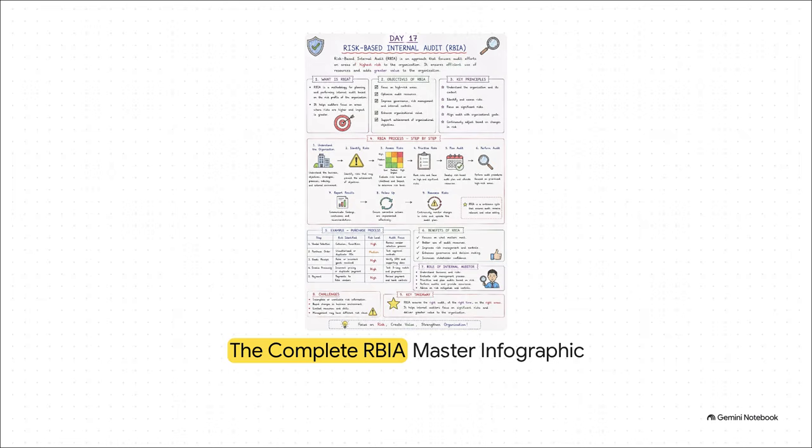Okay, looking at the master infographic here, the core philosophy is actually really simple. Listen to this. Risk-based internal audit is an approach that focuses audit efforts on areas of highest risk to the organization. It ensures efficient use of resources and adds greater value to the organization. This is literally our North Star. We're focusing all our efforts on those massive high-risk areas to make sure we don't waste time, which ultimately adds the maximum amount of value.